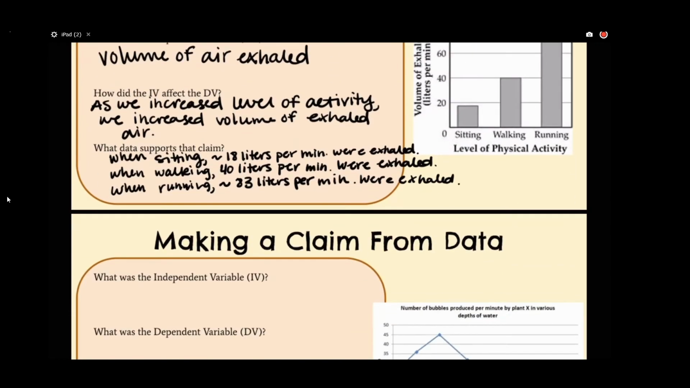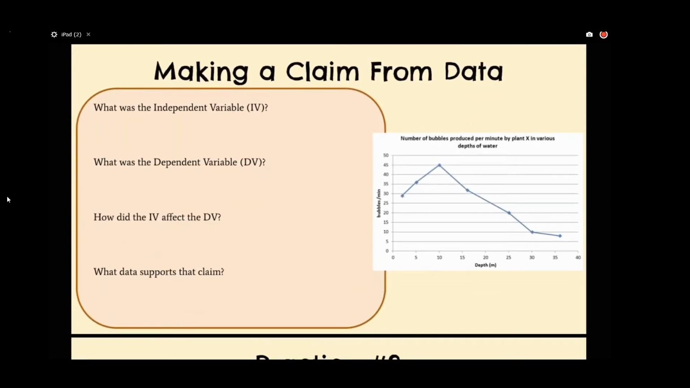Okay, let's do the next one. Okay, so what's the independent variable? What are they changing? The title of this graph says to me the number of bubbles produced per minute by plant X, some sort of generic plant, in various depths of water. So it looks like they had plants at varying depths. Not necessarily consistent, just varying depths, if we see that. And then they were measuring how many bubbles per minute were produced. And these bubbles would contain oxygen because that's what plants produce when they photosynthesize.